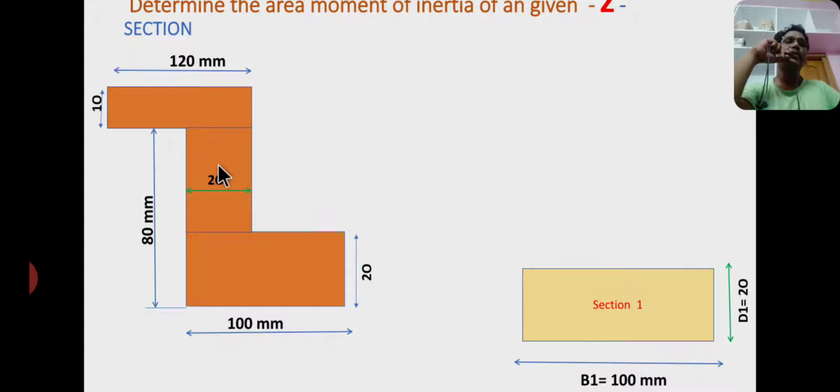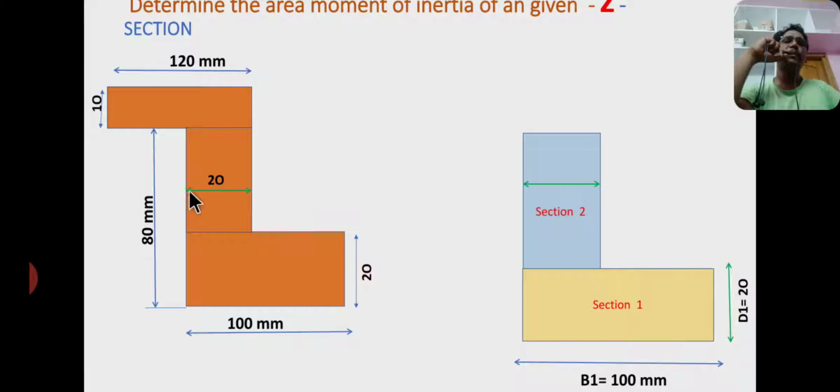Now I consider the middle rectangle as section 2. From here to here I consider section 2. The height of the second section, that is a vertical rectangle, equals 80 minus 20, that is 60. Height of the second rectangle equals 60, and base of the second rectangle, that is b2, equals 20.